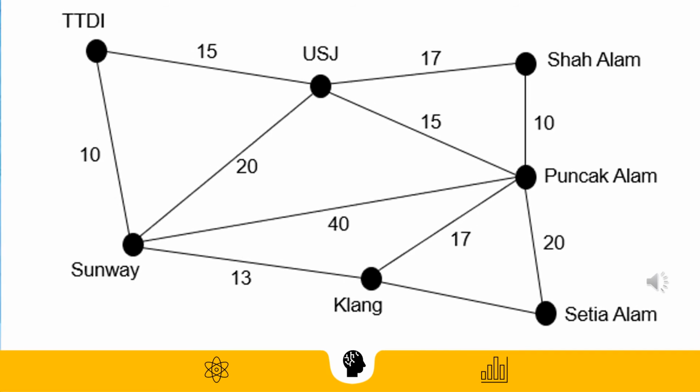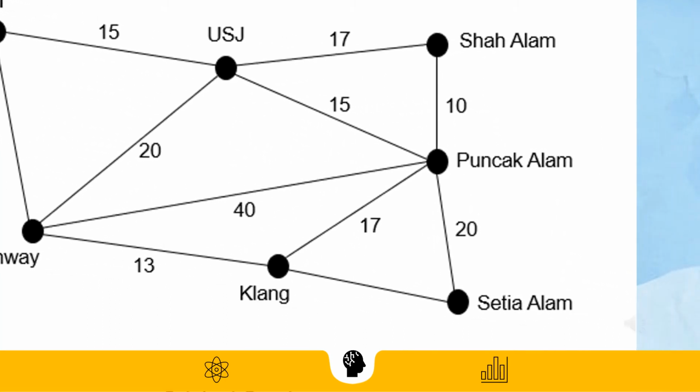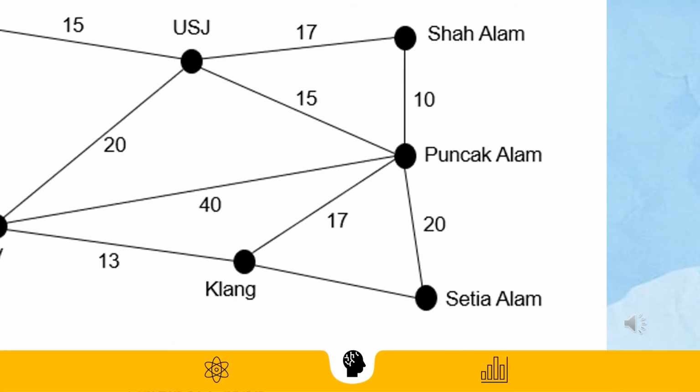Now, let's take a look at the vertices of Puncak Alam, Sunway, and Klang. The vertex of Klang is connected with the vertex of Sunway through the edge of 13 weight. The vertex of Klang is also connected with the vertex of Puncak Alam through the edge of 17 weight. Meanwhile, the vertex of Puncak Alam and the vertex of Sunway are connected through the edge of 40 weight. Finally, let's take a look at the vertices of Puncak Alam and Setia Alam. The vertex of Setia Alam is connected with the vertex of Puncak Alam through the edge of 20 weight.